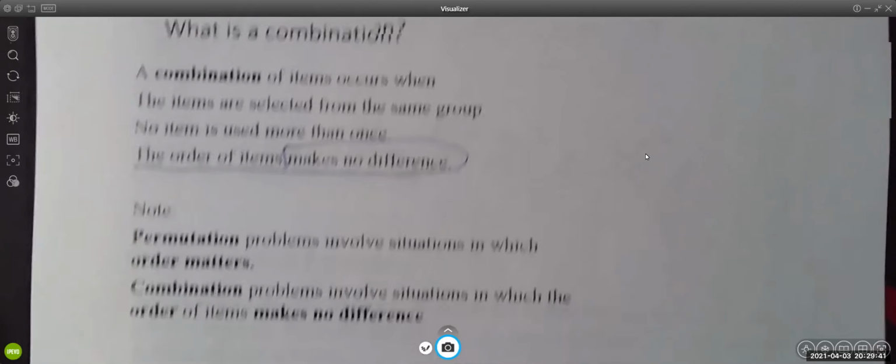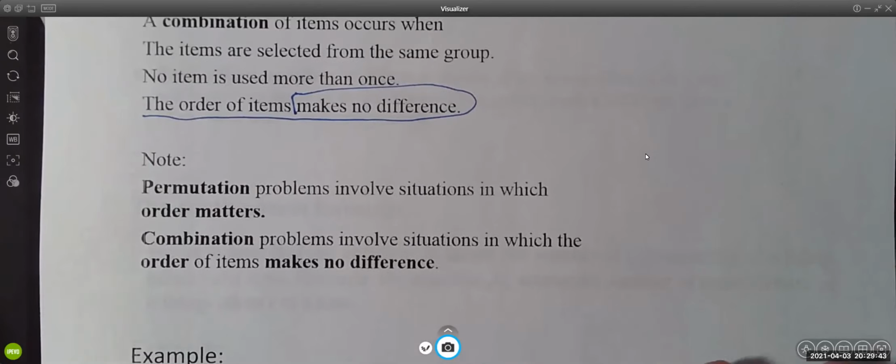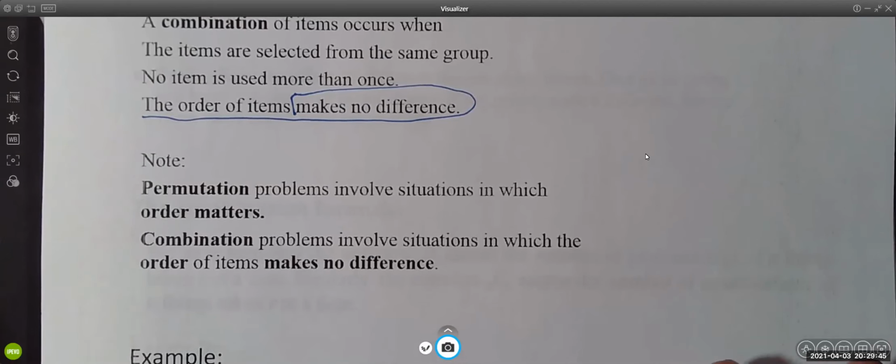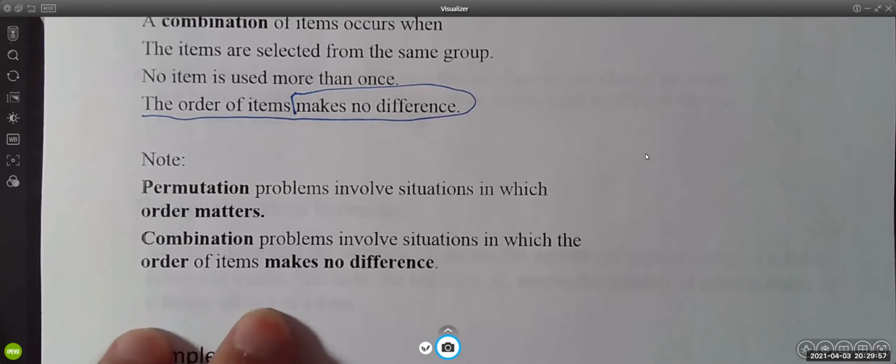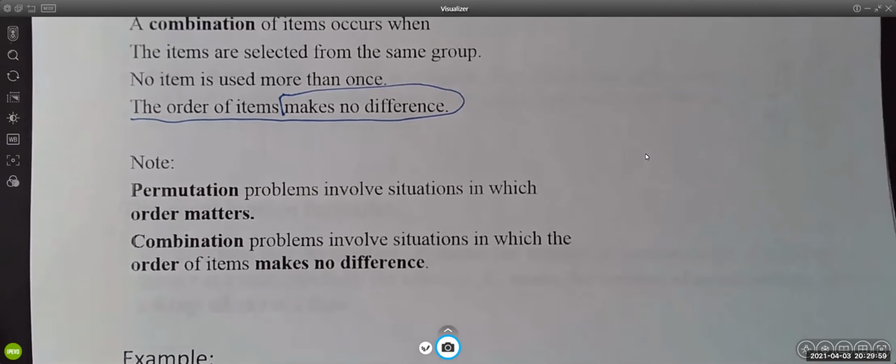So this is some kind of comparison between combination and permutation. Permutation problems involve situations in which order matters. Combination problems involve situations in which the order of items makes no difference. That's the key difference between these two. That's how you determine which formula to use.